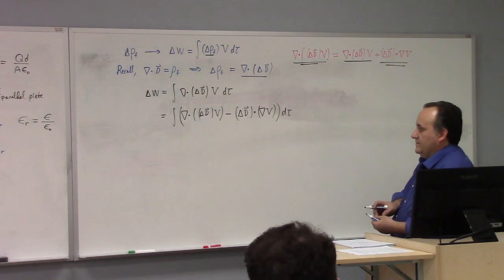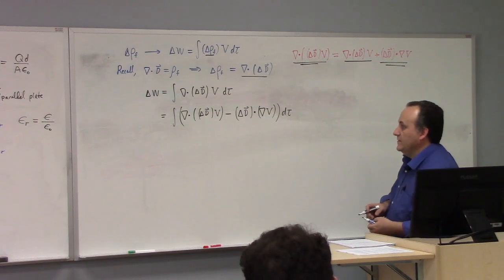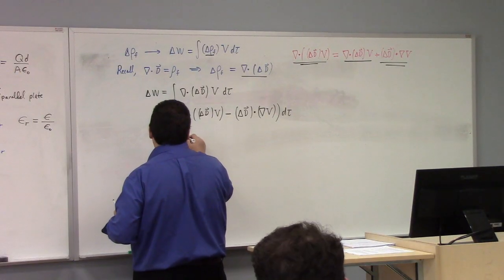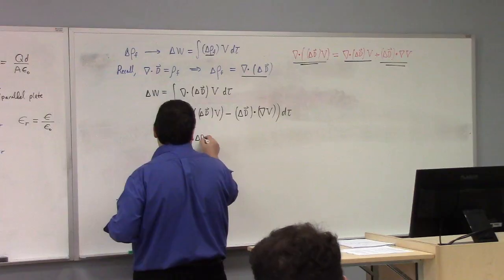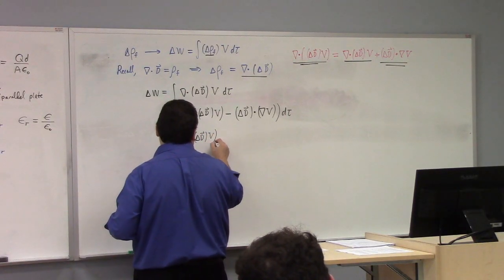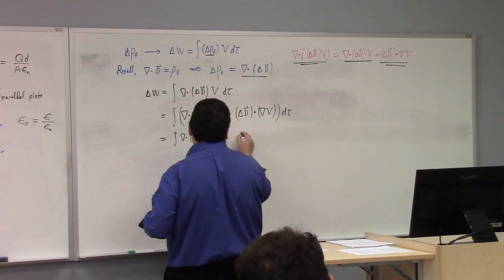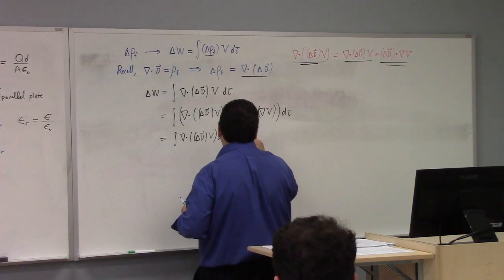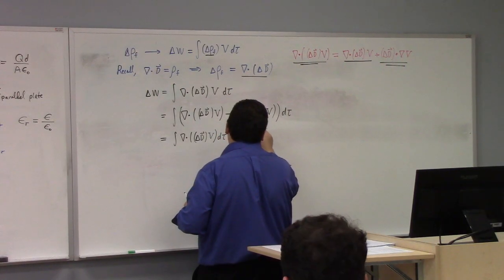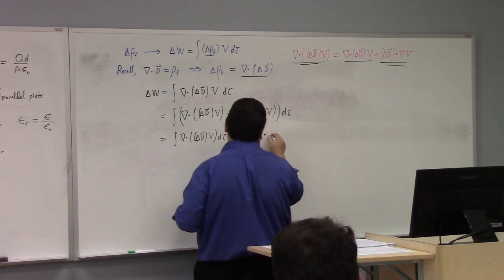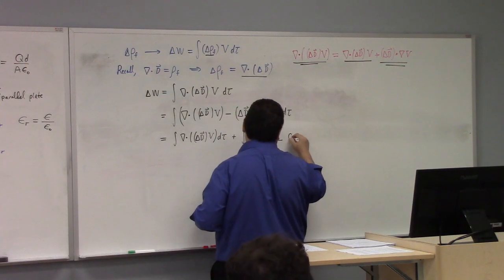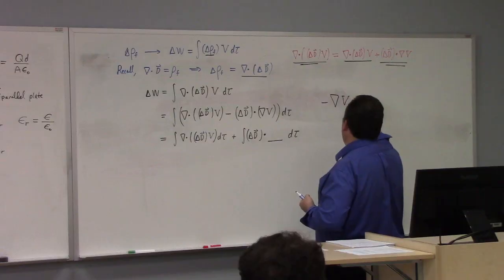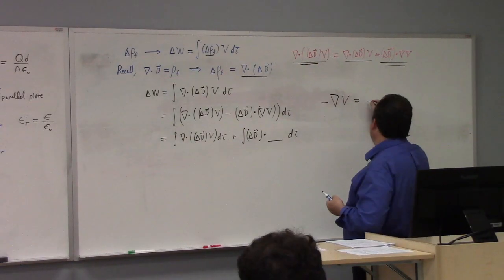Let me write this more conspicuously. Yes, thank you. So this is plus the integral of del, the change in D dot what? You fill in the blank for me, guys. What is minus the gradient of the potential?